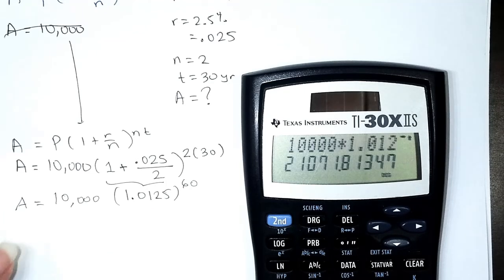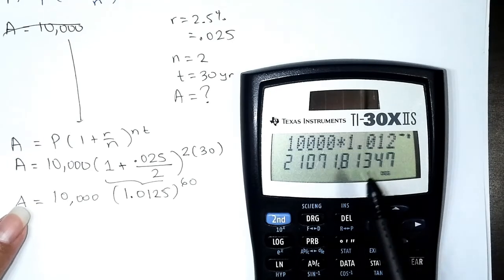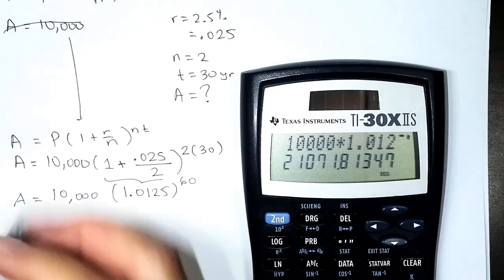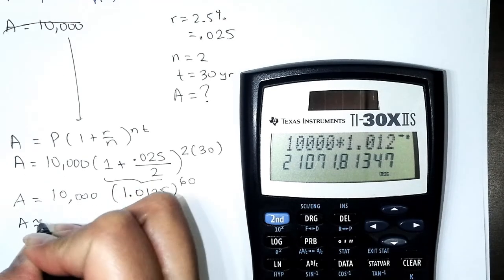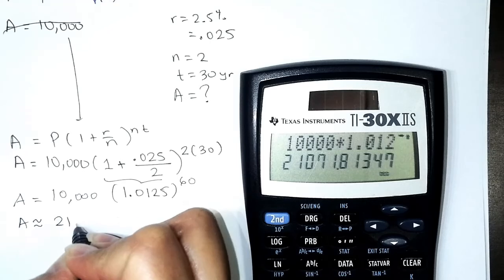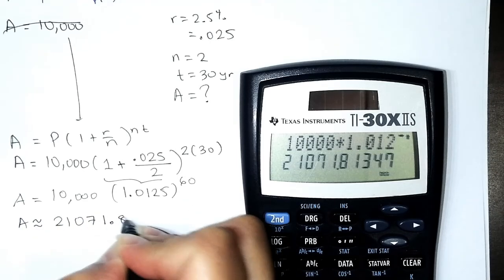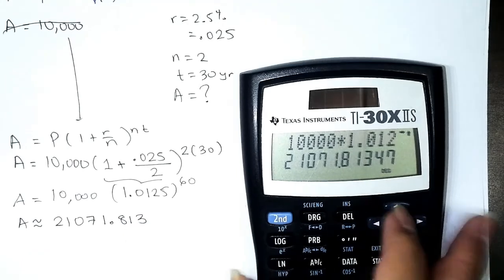A represents the final amount, so it's the principal plus interest. So we're talking money. If we're going to have decimals, we need to have no more than 2. So with your permission, I'm going to copy all these numbers, 2 decimals, and then 1 more to help me round. So we have that the final amount is about 21,071.81, and 1 more digit to help us round.